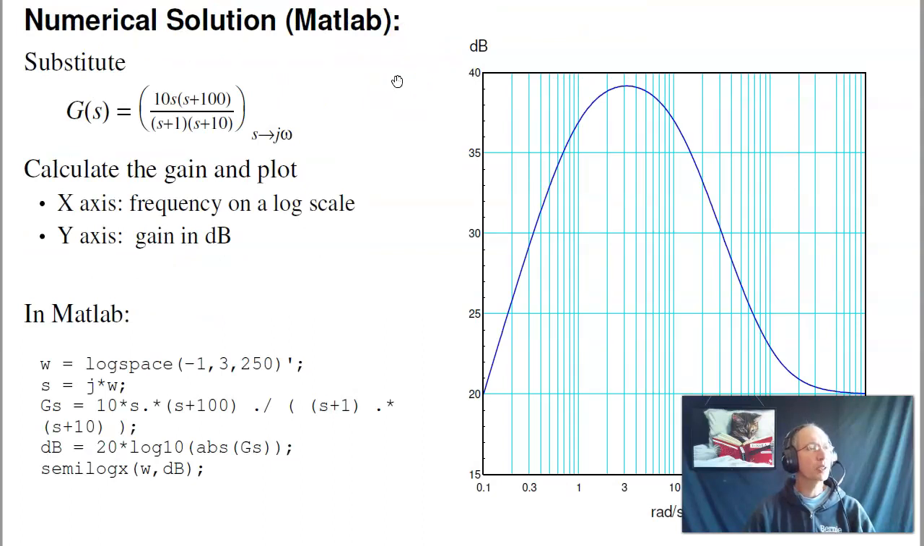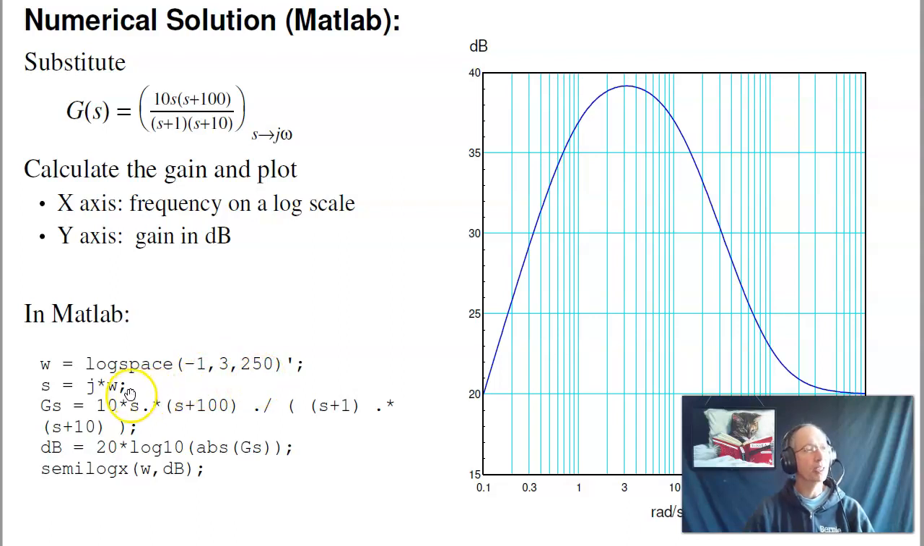The simplest approach is to use MATLAB. One way is let s go to j omega, calculate the gain at each point, and plot it. This used to be a really bad solution because complex numbers are a pain on slide rules. Today with MATLAB, you don't really care. So just pick something like here. I'm going to pick 250 different frequencies between 0.1 and 1,000 radians per second. This notation is 10 to the minus 1 to 10 to the 3, the range, and how many data points.